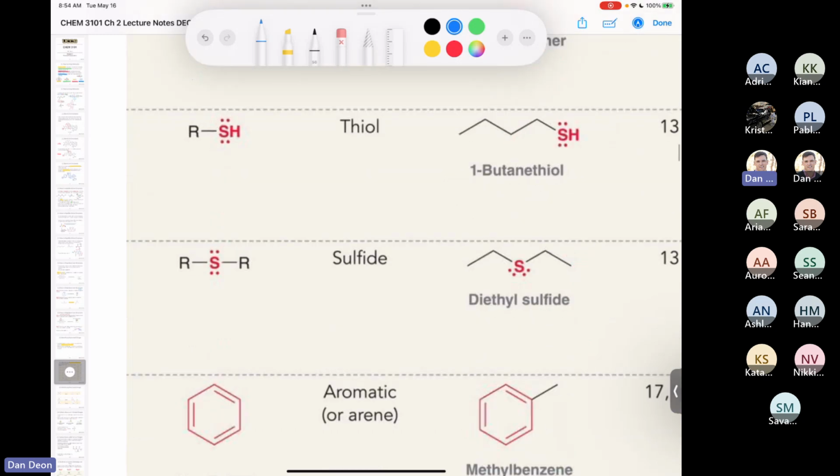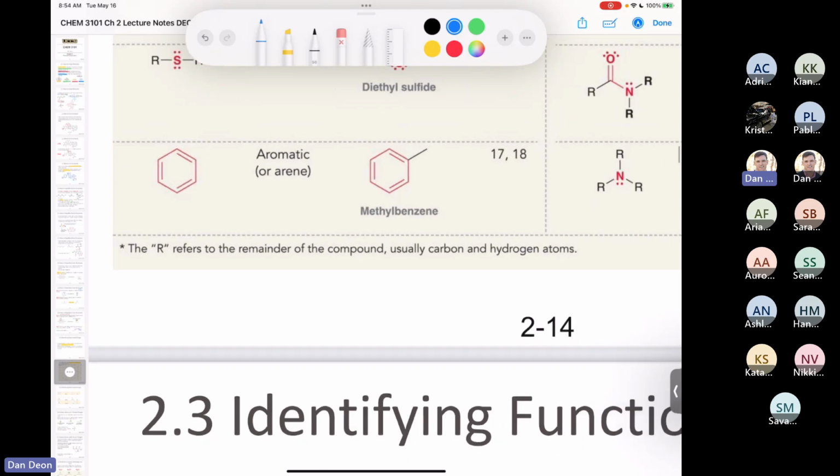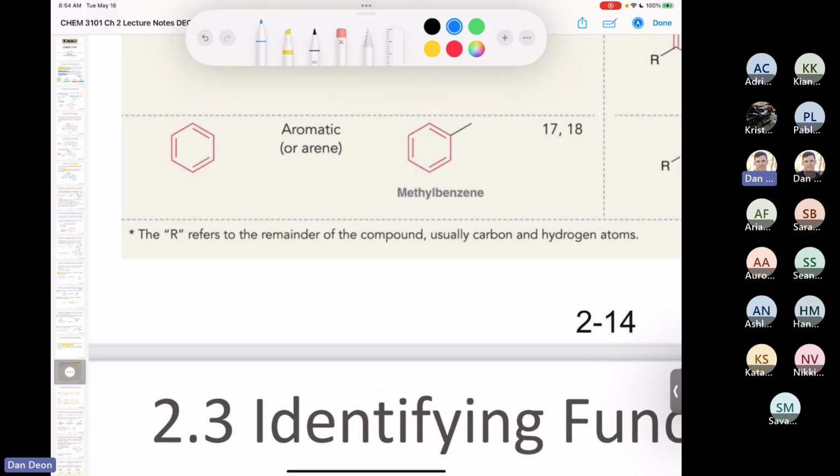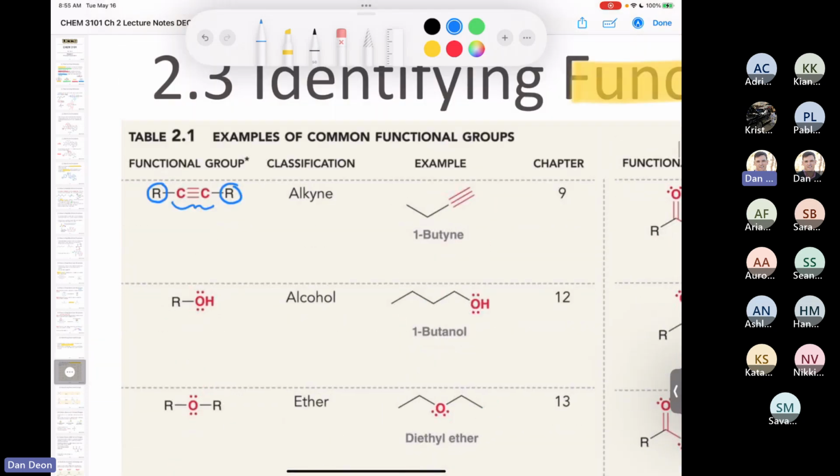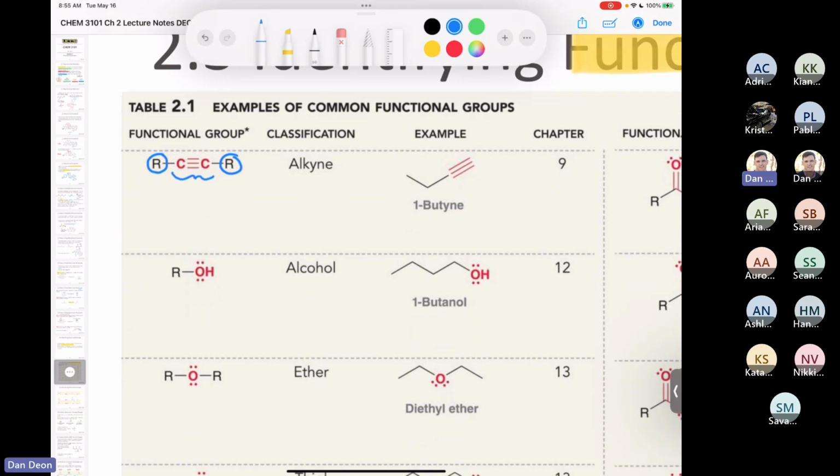Let me scroll down here and I'll show you. It says R refers to the remainder of the compound. So it's usually just carbon and hydrogen atoms. The R group is just a way to say there's something attached to this. It's probably made out of only carbon and hydrogen. It's irrelevant because if we only have carbon and hydrogen and all the carbons are sp3 hybridized, we don't have any functional groups there. And so we just use R as a placeholder, so to speak. So there we go. There's an alkyne when we have a carbon-carbon triple bond.